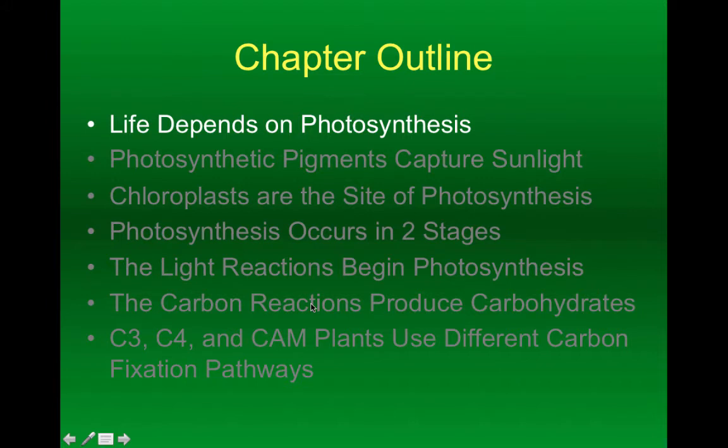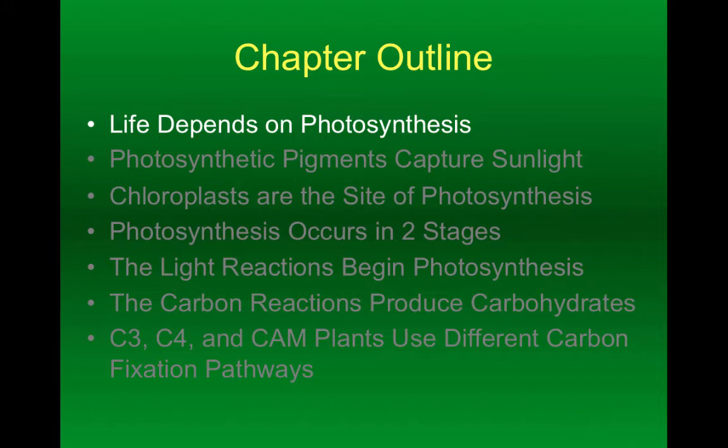So basically what happens is photosynthesis is divided up into two main segments. The first one relies on light directly to drive the process. The other one relies on light indirectly, but uses the energy captured in the light to actually produce carbohydrates. And one of those, of course, would be glucose.